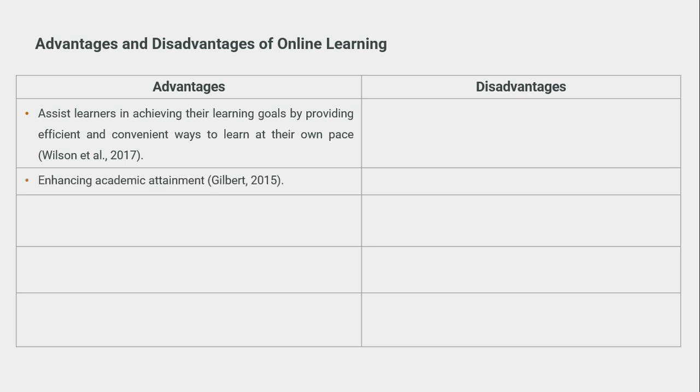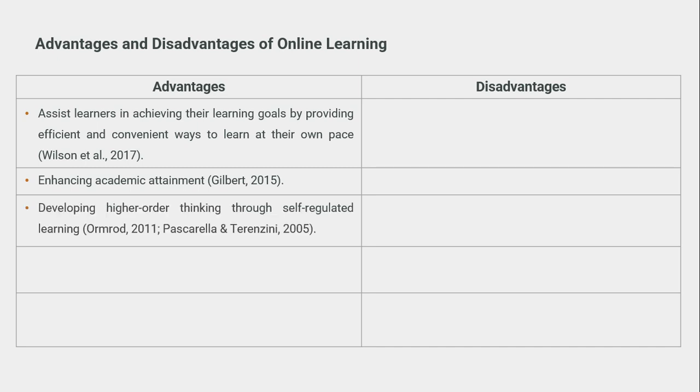And then Gilbert 2015 states that online learning enhances academic attainment and develops higher-order thinking through self-regulated learning, according to Autumn Road 2011, Pascarella and Terenzini 2005. Students were also expected to become more personable, according to Fotiadou et al. 2017 and Suzuki 2013.